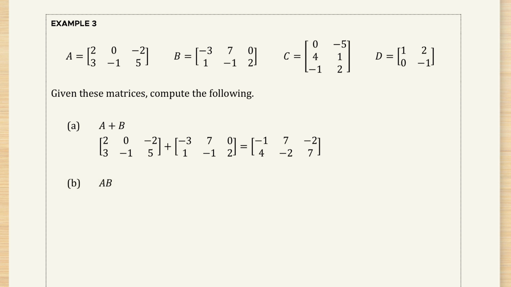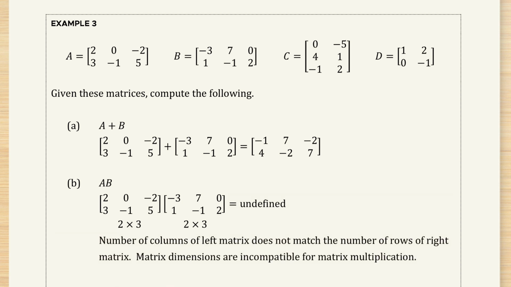Matrix A times matrix B. The first thing I look at is their dimensions. Matrix A is 2 by 3, 2 rows and 3 columns. Matrix B is also 2 by 3. There's a problem here. This inside dimension, the 3 and 2, they're not the same, and so these two matrices cannot multiply. A times B is undefined. The proper way of saying this is the number of columns of the left matrix doesn't match the number of rows of the right matrix, and therefore these matrices have incompatible dimensions for matrix multiplication.